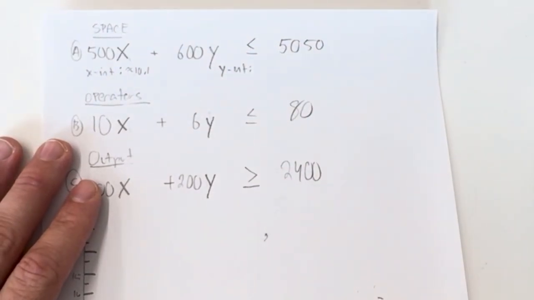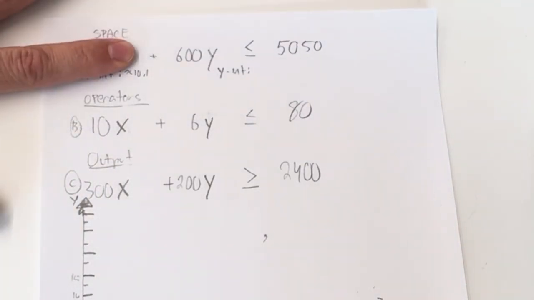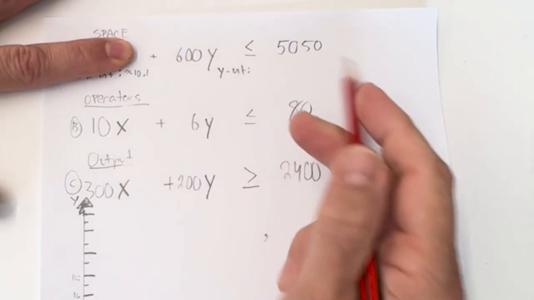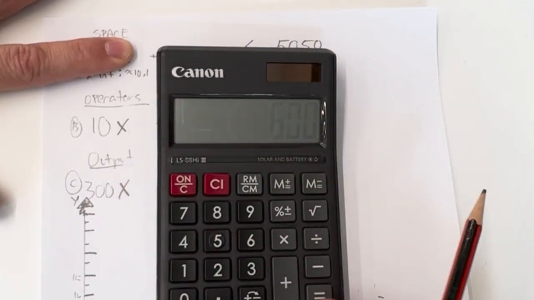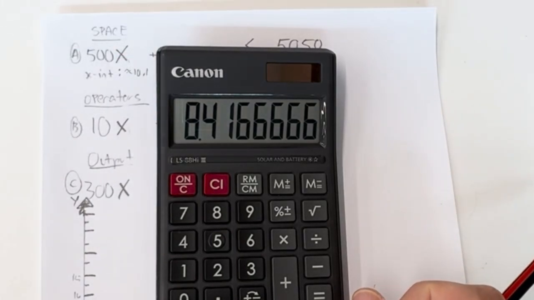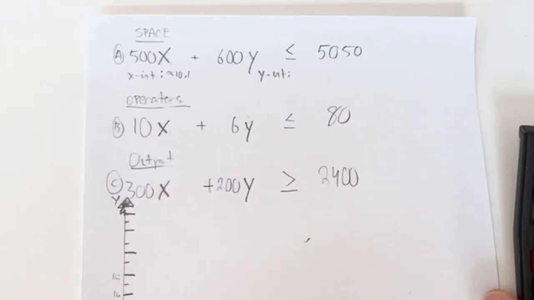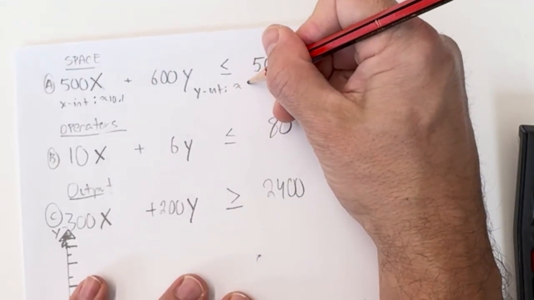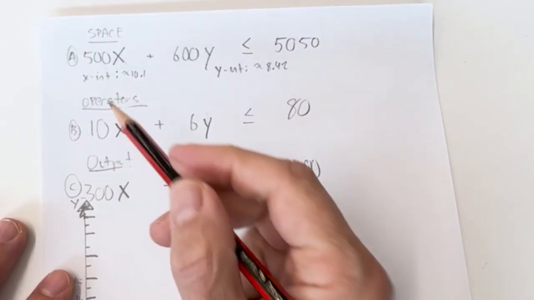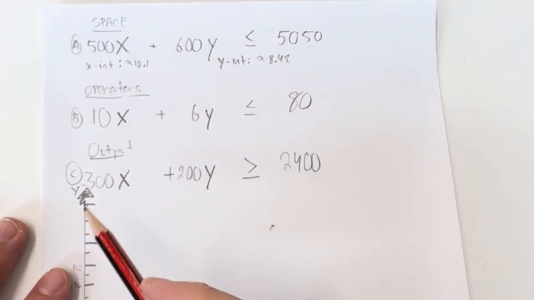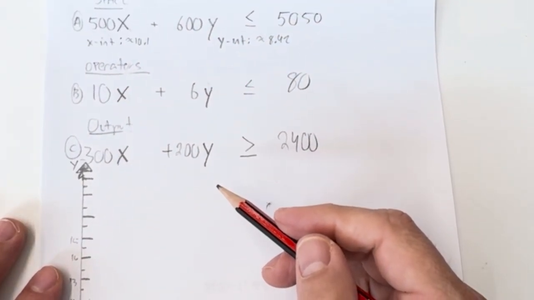again, is where X is 0. So again, I just divide 50/50 by 600. Boom, and I get about 8.42. That's okay. Again, this graph is just to get us close. Okay, so there is my equation A, X intercept and Y intercept. So I'll just do that now.